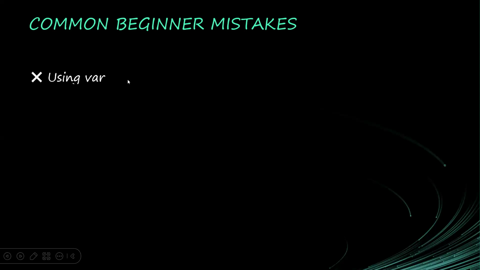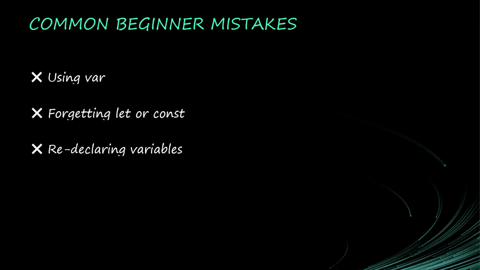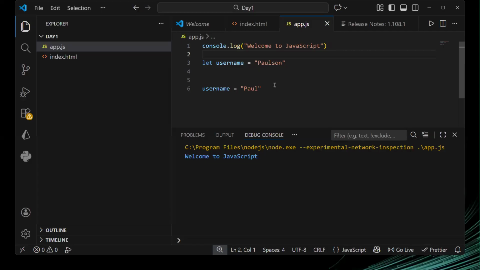Okay. Common beginner mistakes: using var. Don't you ever use var. Forgetting to use the let or const keyword. Redeclaring variables. Using confusing names. Now, let me show you what redeclaring variables means. If I go to my program here, this is a variable. I didn't explain this because there was no time, and these are the things I teach in my paid courses.